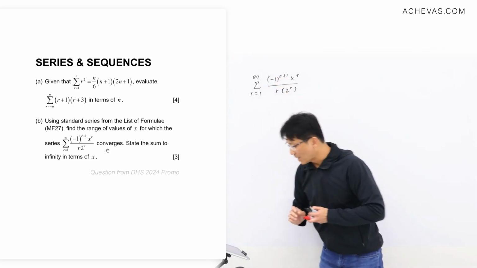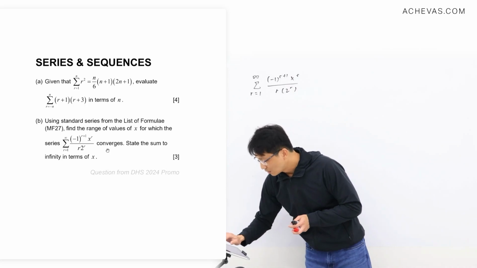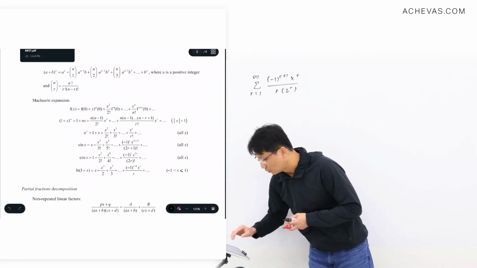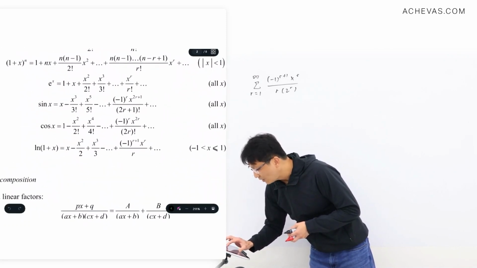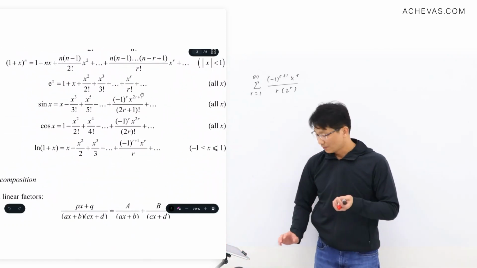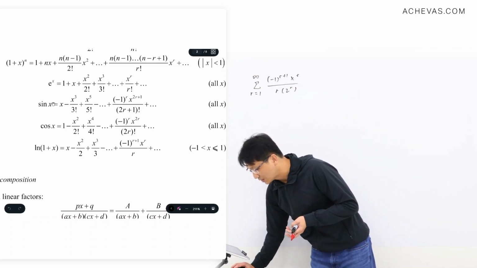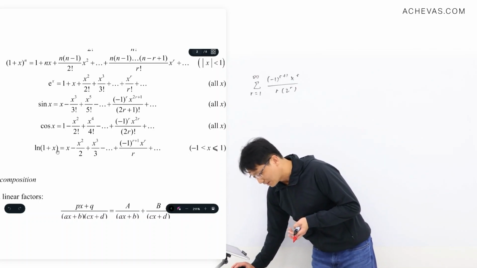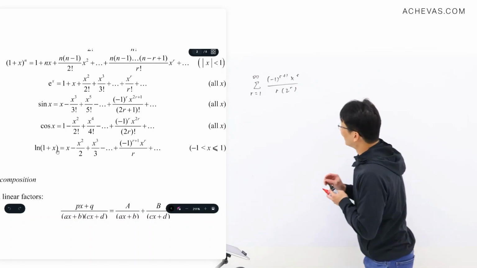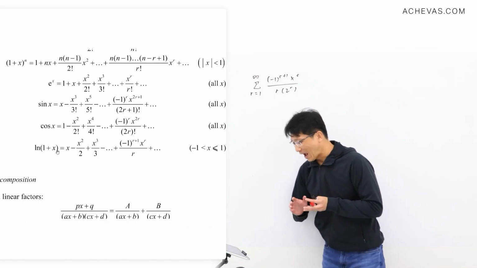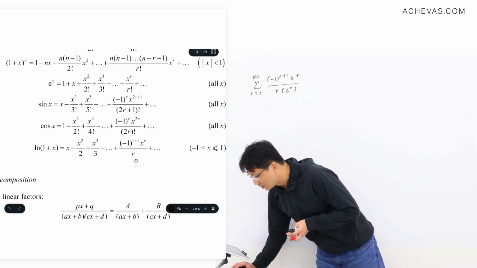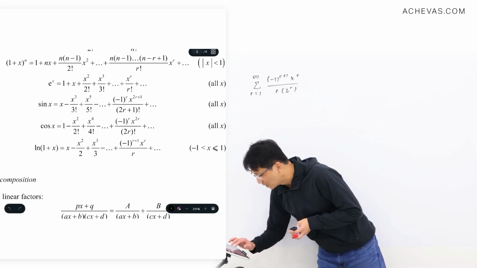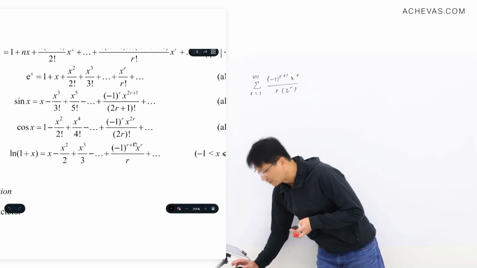When the question mentions the standard series, let's refer to the standard series. This is our MF27. There are 4 standard series given in our formula list. The first one is exponential x, second is sine x, third is cos x, and the last one is ln 1 plus x. At first note, I already suspect that I will be using the last one, the ln, because look at the general term for each of these standard series. The one that is closest to it is the last one.